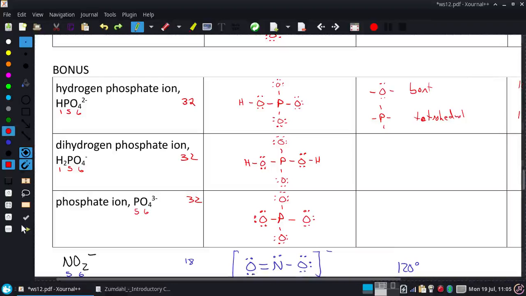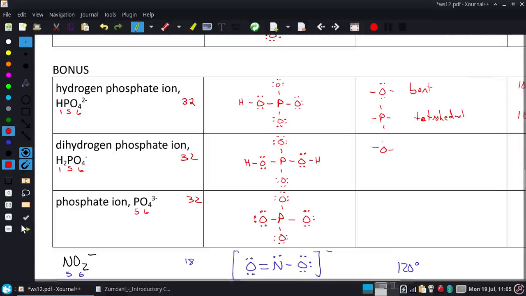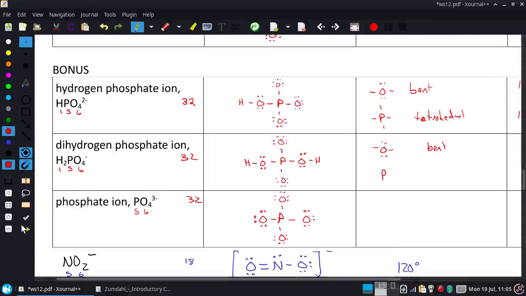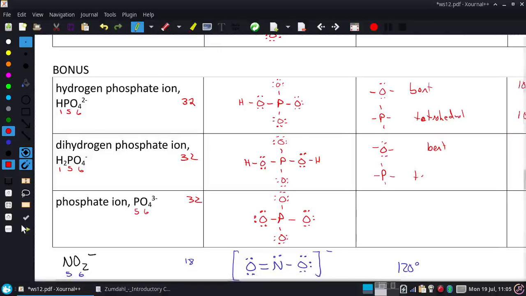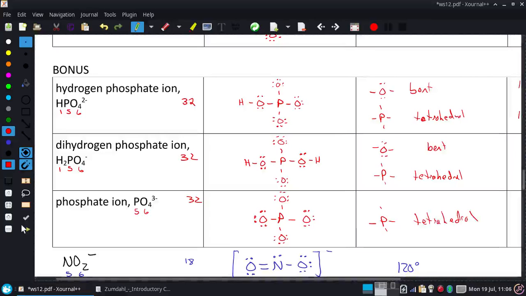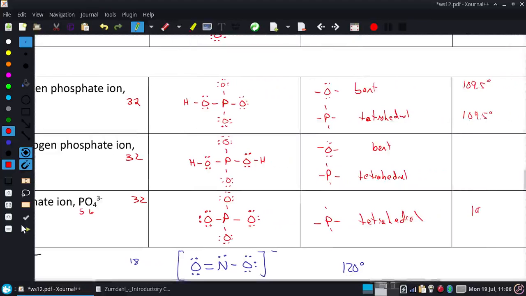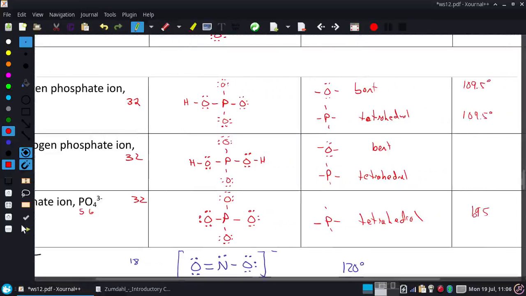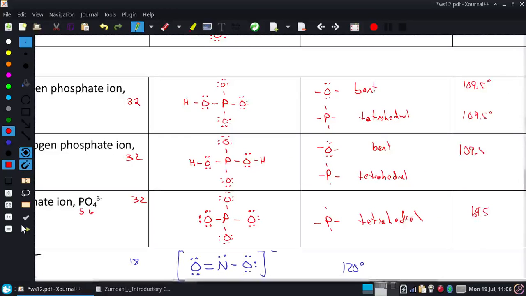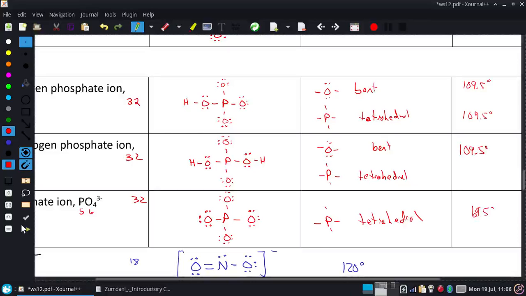But shapes are the same. Around the oxygen, bent. Around the phosphorus, tetrahedral. This one only has the phosphorus, so it is tetrahedral. And we have all 109.5s. Not too bad, huh?